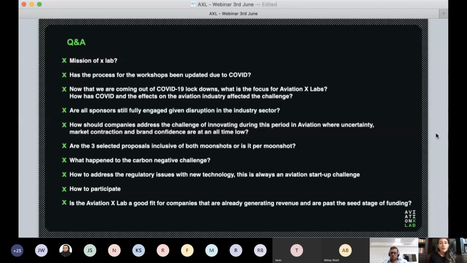All right, are all sponsors still fully engaged given the disruption in the industry? Yes, and even more so now than ever. I think a main bulk of it is because it's very clear to see how you need to innovate to continue going forward. If any of you have seen what Dubai airports have been doing, or even Emirates, everyone's focusing on very quick solutions: how do you protect your cabin crew, the pilots, the passengers, how do you make sure that everyone still feels safe flying.